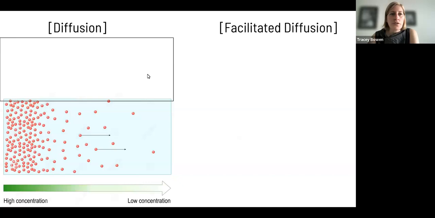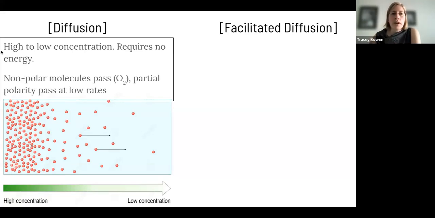So diffusion is the first type of transport. It's going from a high to a low concentration of particles. This is going to require no energy. And across a membrane, non-polar molecules are going to pass easily. Something like oxygen, for example, in the alveoli of the lungs, the oxygen is going to pass through, carbon dioxide will pass through. These are non-polar molecules. But if you have a polarity of some sort, they're going to pass through at lower rates.